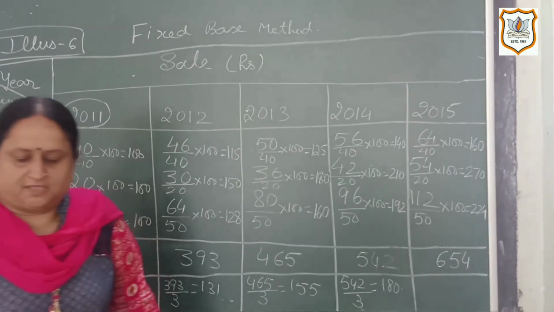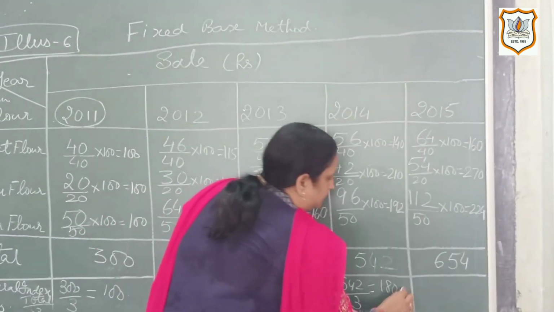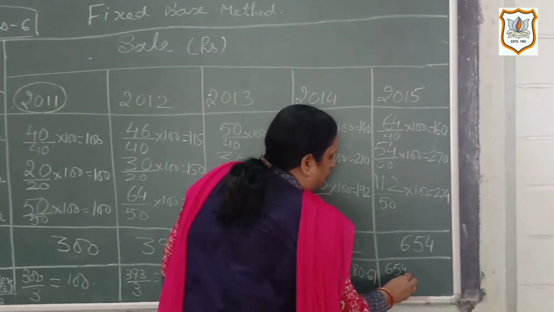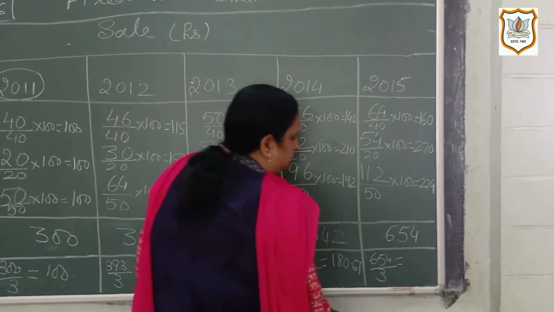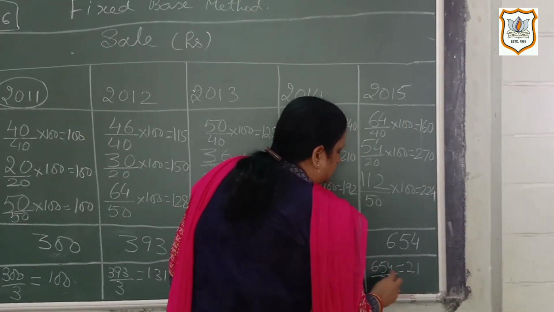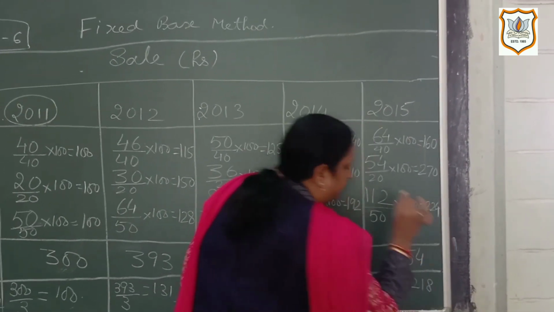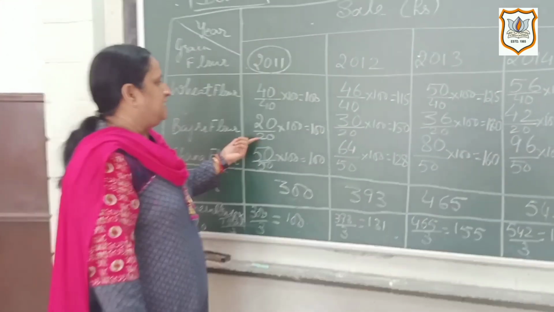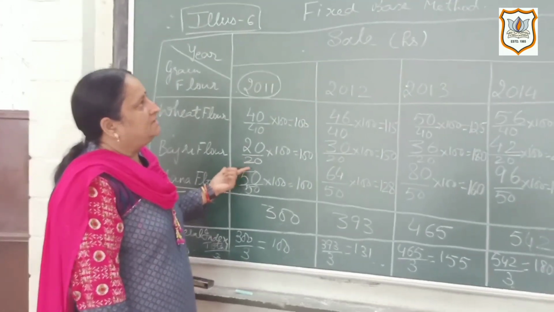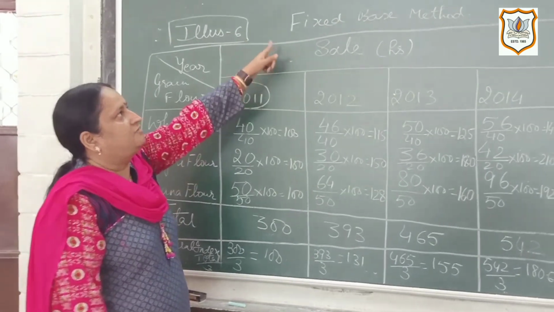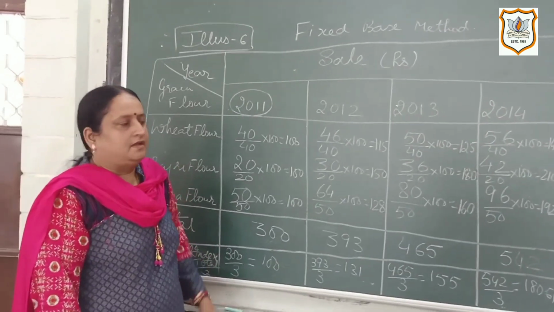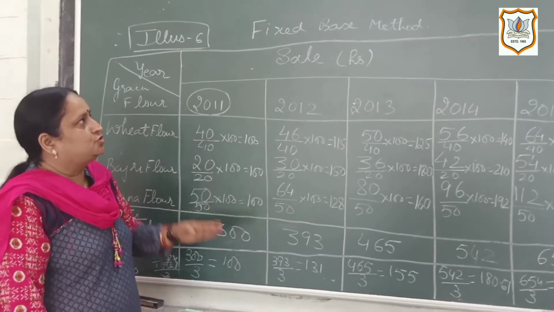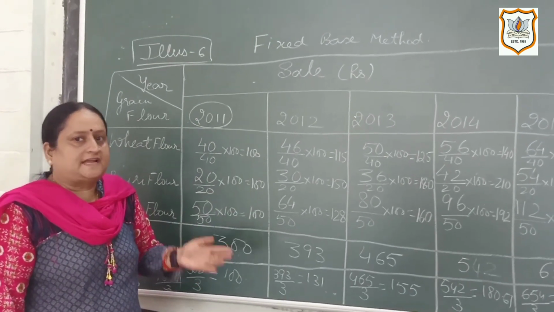180 point something you will get, that is 67. Similarly, 654 by 3, 208. So in this way, we are going to calculate the index number, that is a general index number, by the fixed base method.